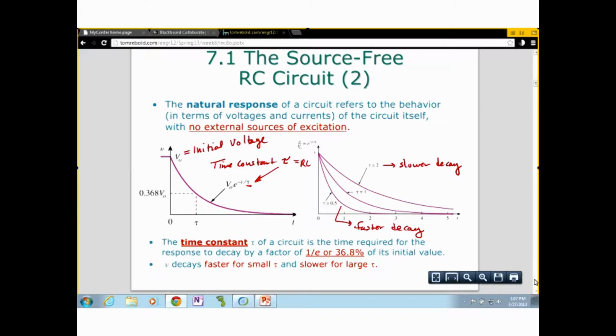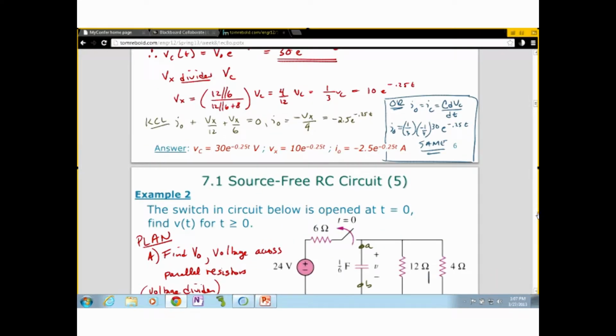Tau is the time constant of the circuit. So you have to figure out what the initial voltage is for a capacitor, the initial current for an inductor, and solve for those. And we did a few of these examples.